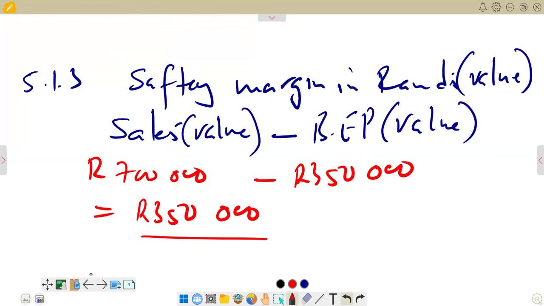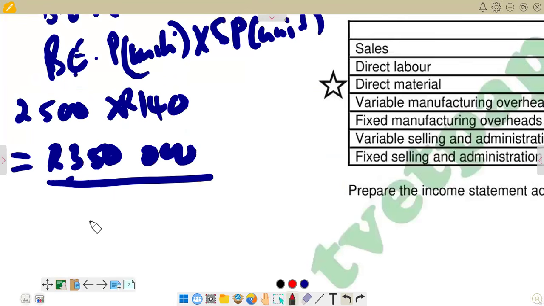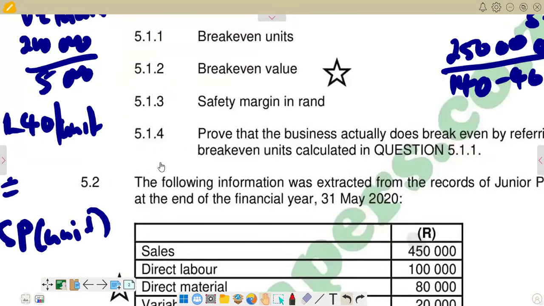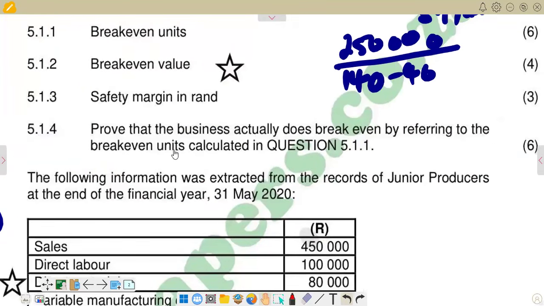Then we go and check the next question. So if you come here, you see that we are now with 5.1.4. 5.1.4 is: prove that the business actually does break even by referring to the break-even units calculated in question 5.1.1. So we want to see if the business is breaking even.